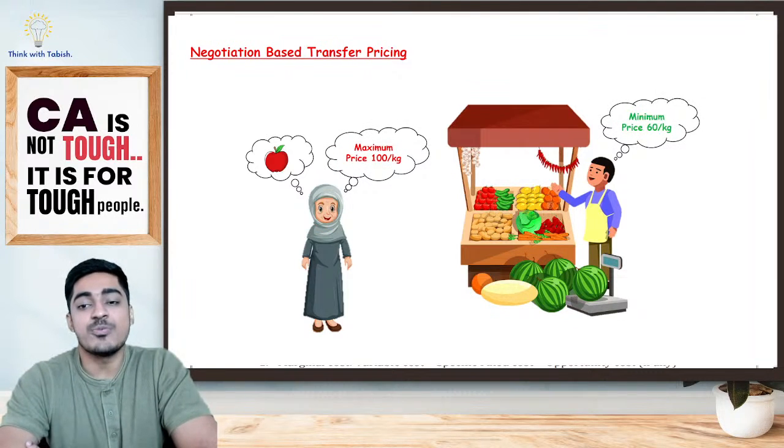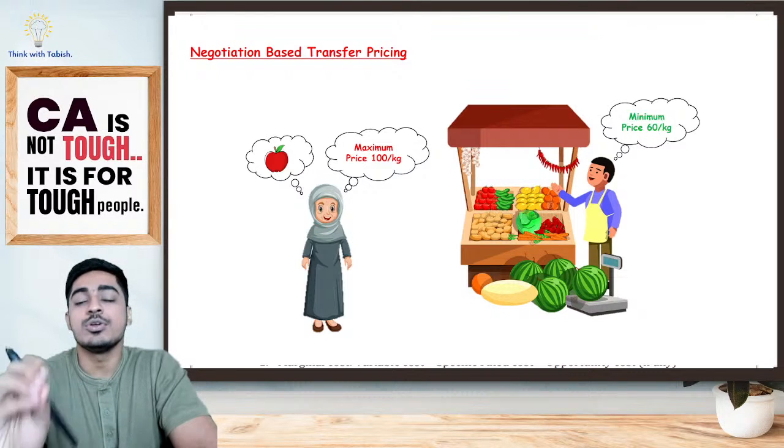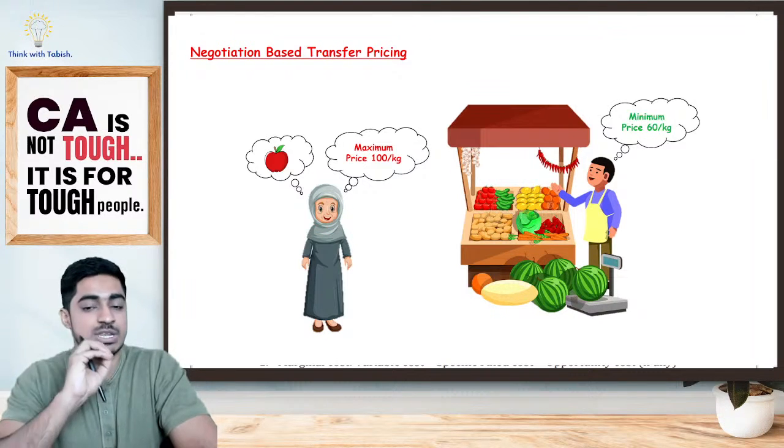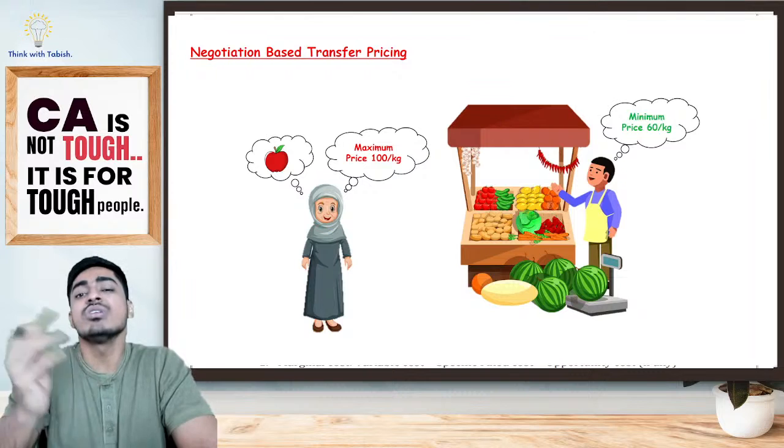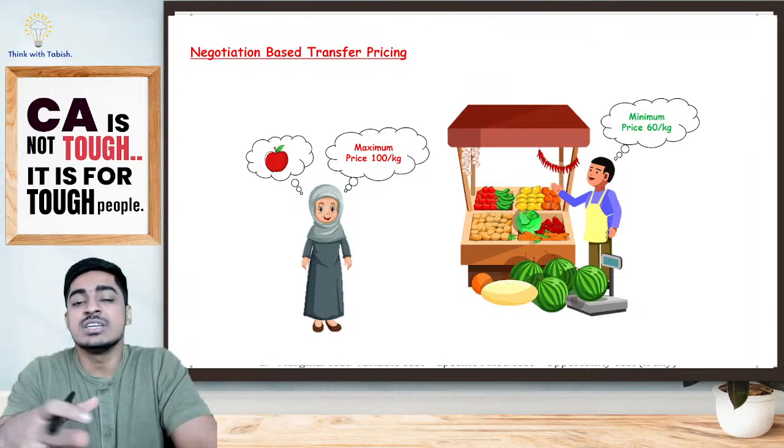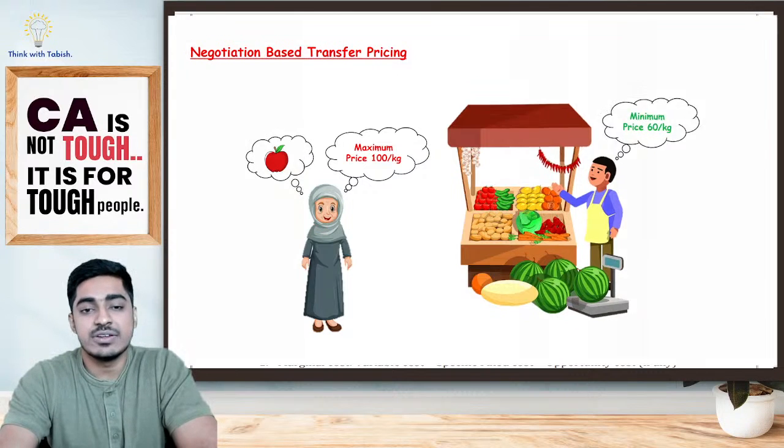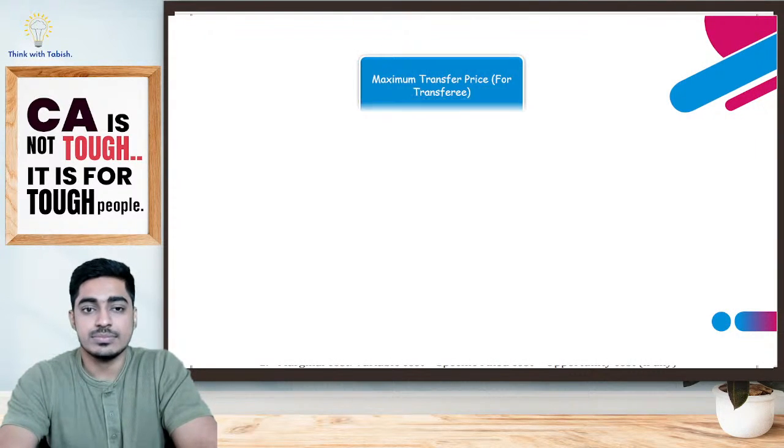The supplier, the shop vendor, is thinking, to purchase the apple only, I have incurred 60 rupees. Minimum 60 at least I should get. More than that, based on negotiation. If she is willing to give me 100 rupees, I'll take 100 rupees and keep it. Based on that, they are going to negotiate.